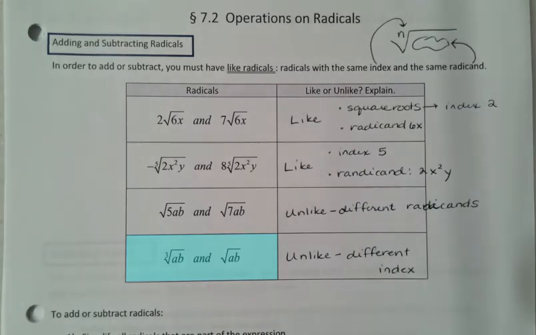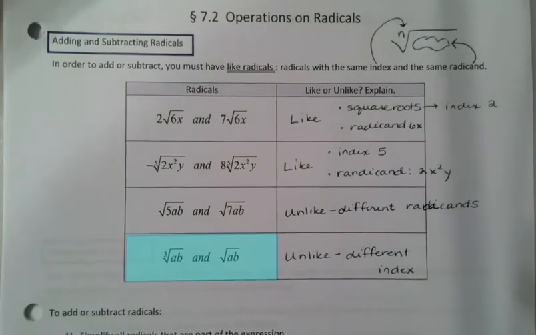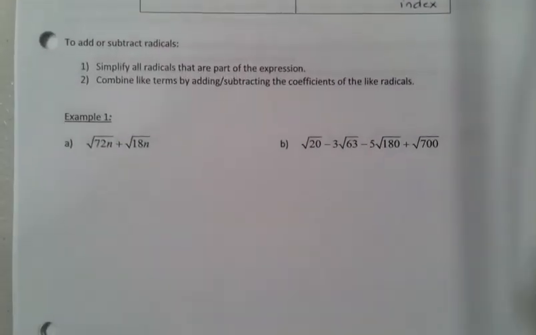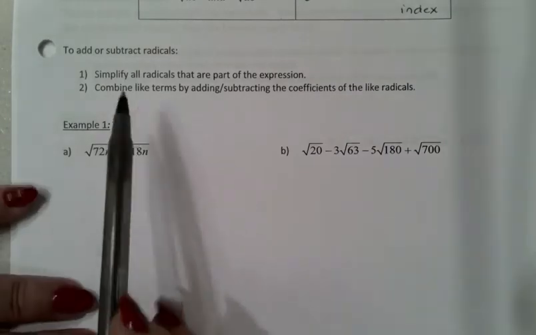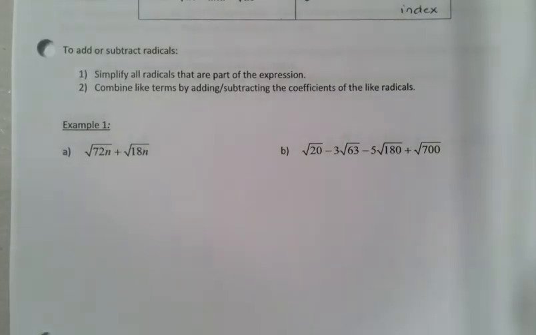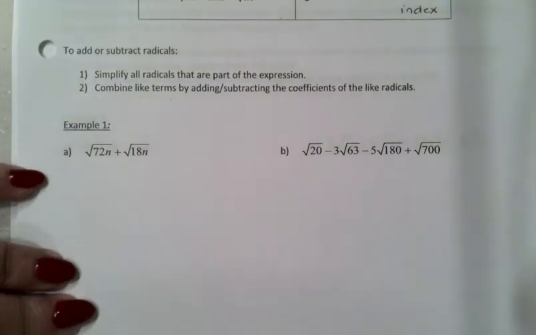All right, so let's suppose now we understand when we can and can't. We know we need like radicals. If we have like radicals, here's what we do to add or subtract them. First of all, make sure all your radicals are simplified. Sometimes we won't recognize the like radicals until we see the simplified forms. And then we can combine those like terms by adding or subtracting just the coefficients of the like radicals.